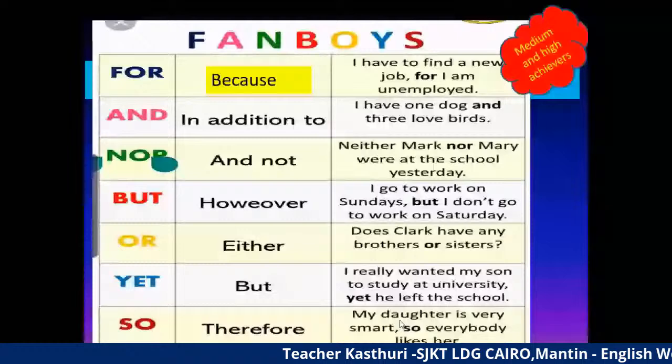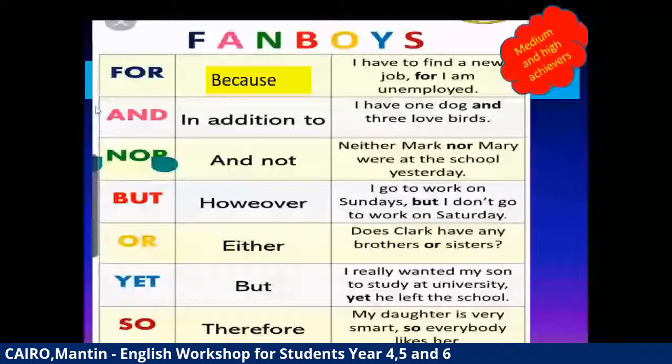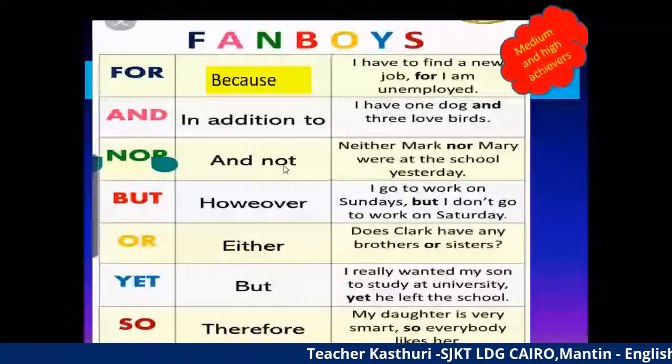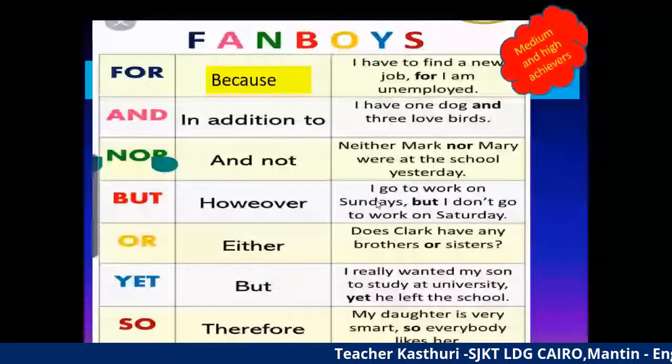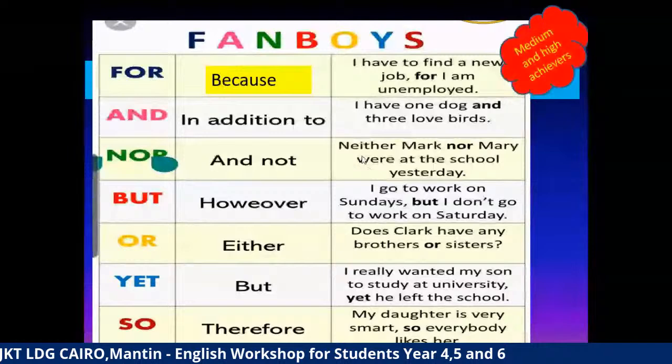So these are the conjunctions that we can use to enrich our sentences from simple sentences to compound sentences, and from that we go to complex sentences. Okay, so far so good. Any questions, students?